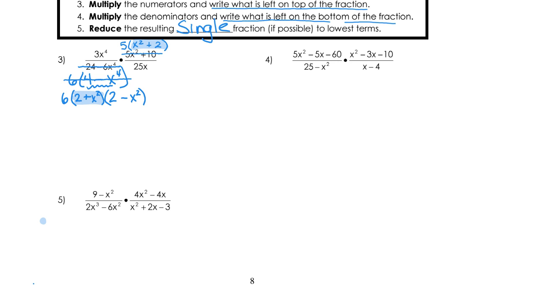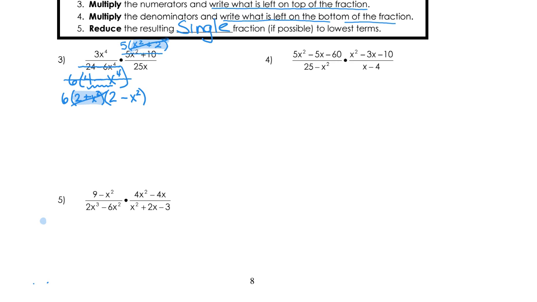And so they reduce to 1. Okay, so something on top reduces with something on the bottom. Some people will say that they cancel. Technically, when you say cancel, I think 0. Technically, (x squared plus 2) divided by (2 plus x squared) is a positive 1. So we say that they reduce.